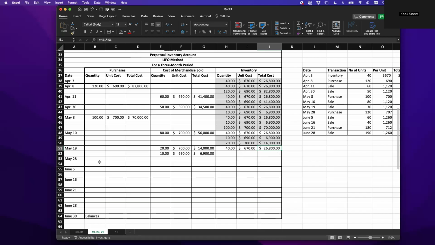May 28th, we're going to make a purchase. We're going to purchase 120 for $707. So the first thing I'm going to do is 40 at 670 for 26,800. And we're going to have 120 for 707 for 84,840.